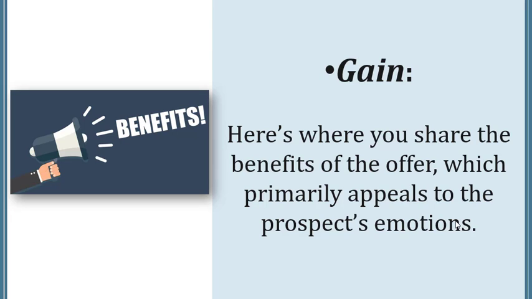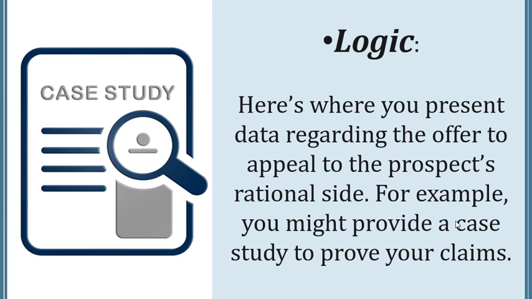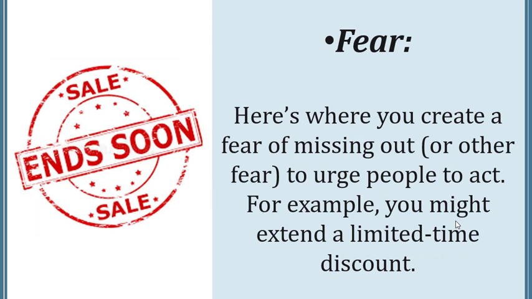Gain. Here's where you share the benefits of the offer, which primarily appeals to the prospect's emotions. Logic. Here's where you present data regarding the offer to appeal to the prospect's rational side. For example, you might provide a case study to prove your claims. Fear. Here's where you create a fear of missing out or other fear to urge people to act. For example, you might extend the limited time discount.